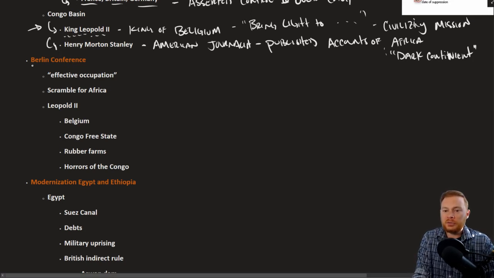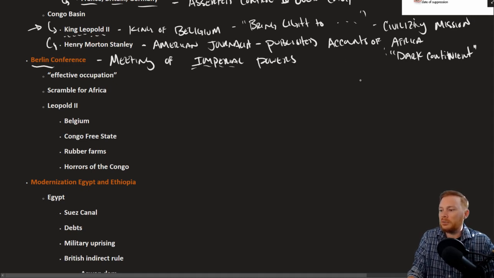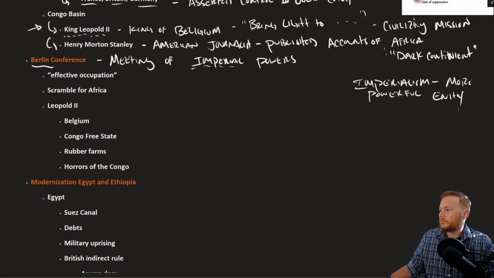The imperial powers met in Berlin. So the Berlin Conference was a meeting of imperial powers. And again, if we don't recall our definition here of what imperialism is, let's just describe it real quick. Imperialism is essentially anytime we might say a more powerful, in this case, we're just going to use the term entity.